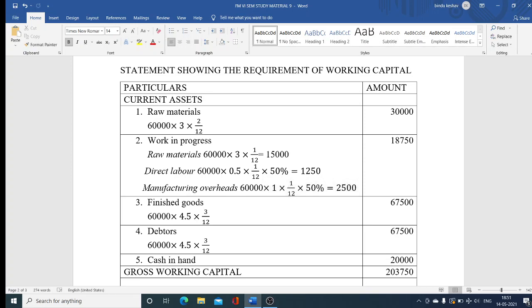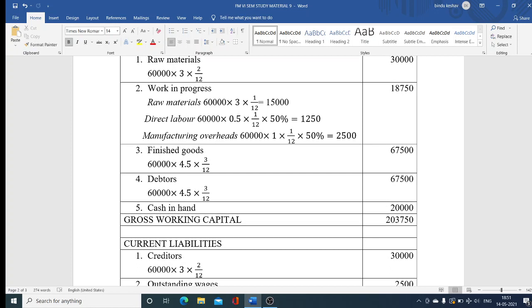The next item is the finished goods. So in case of finished goods, we take the cost of production. Here we have the information about raw materials, direct labor and manufacturing overheads. That is considered as the cost of production, cost of sales, as well as the total cost, 4.5. So 60,000 into 4.5 is the total cost of the finished goods, and finished goods will remain in store for 3 months, into 3 divided by 12. So 60,000 into 4.5 into 3 by 12, 67,500.